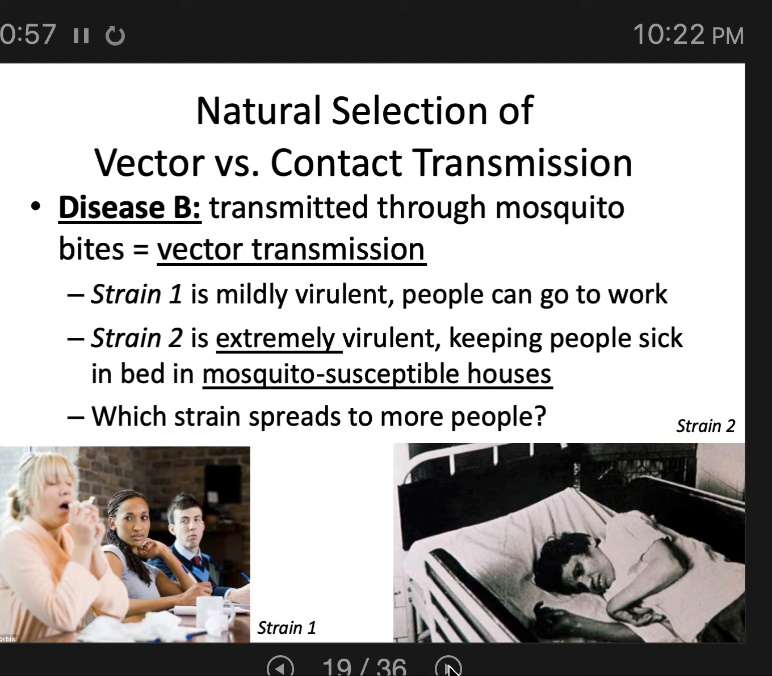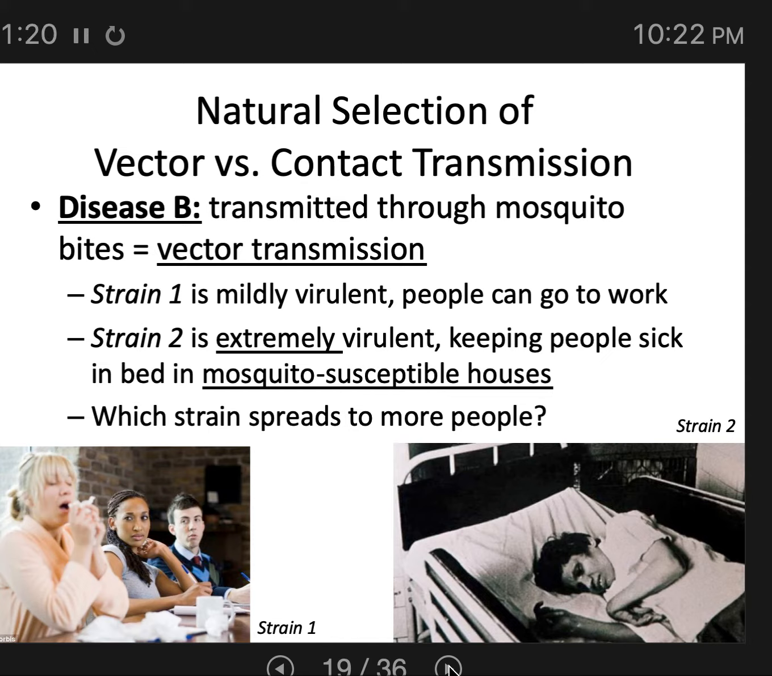The answer is they might be equal, and maybe strain 2 would spread even faster. So they might be equal because no one is protected from mosquitoes no matter what degree of illness they have. Or maybe strain 2 is spreading more quickly because people who are sick in bed might not be swatting the mosquitoes, so they're more vulnerable if they're sleeping.